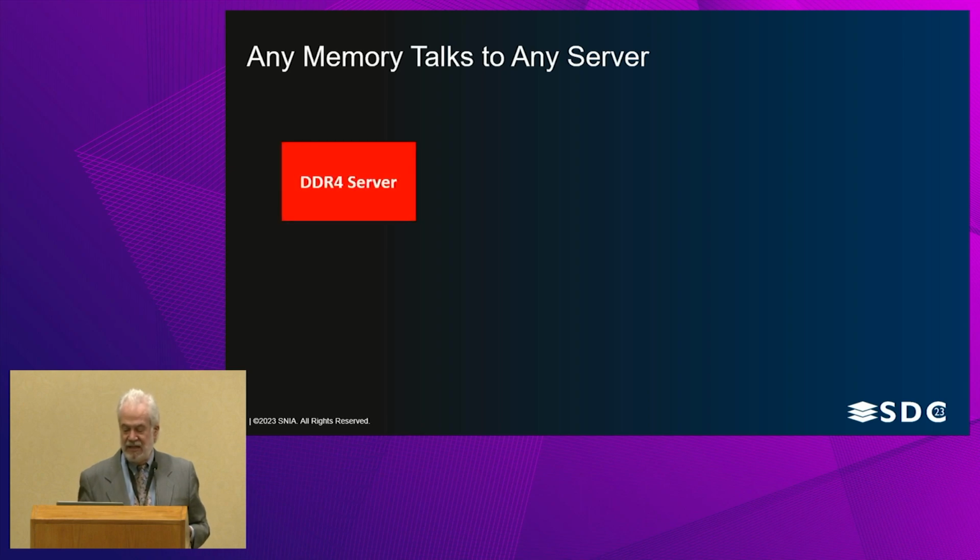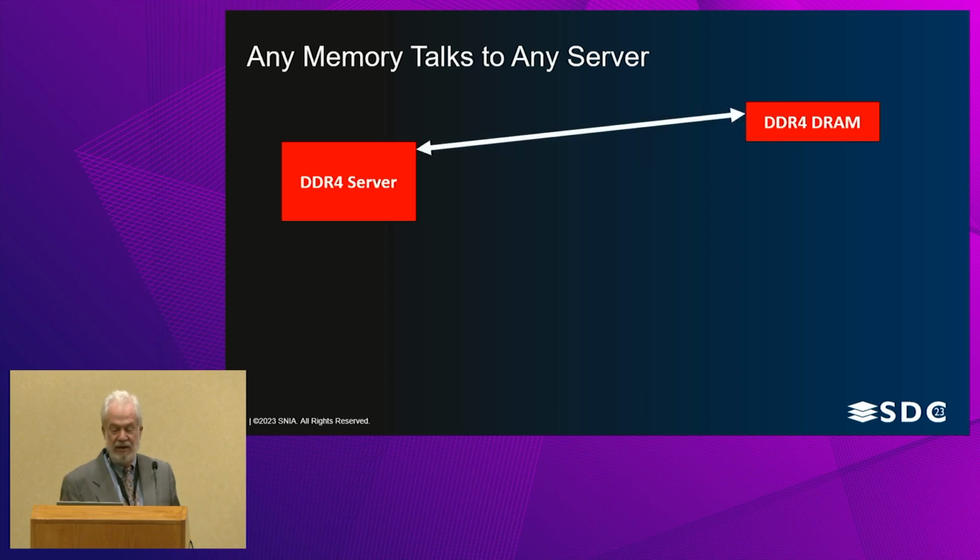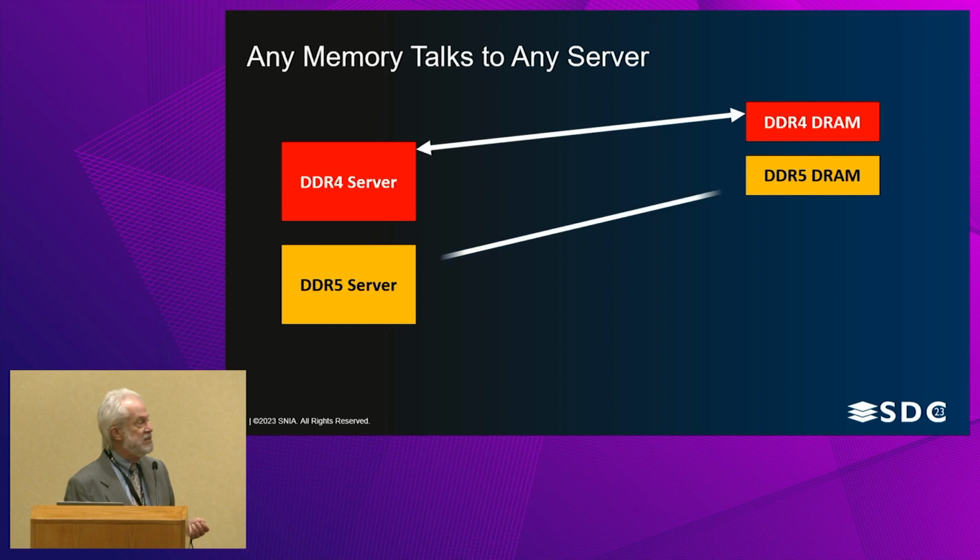You have a DDR4 server, and you're going to have some DDR4 DRAM, and so you put in a channel between the two of them. That makes sense. That's the way things are always done. With DDR5, you do the same thing. You have the DDR5 talk to the DDR5. These typically would be on different server motherboards.